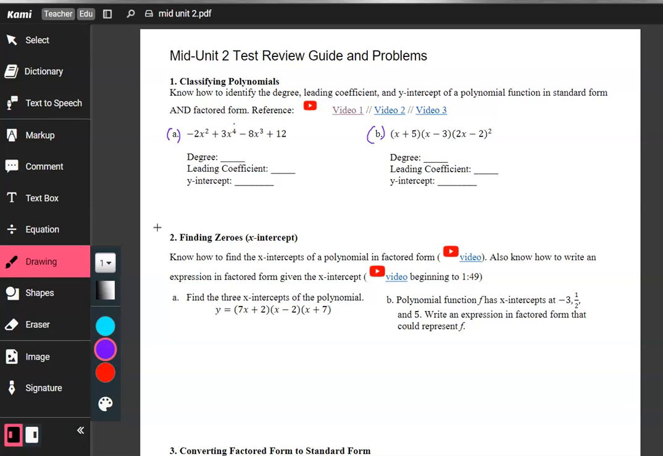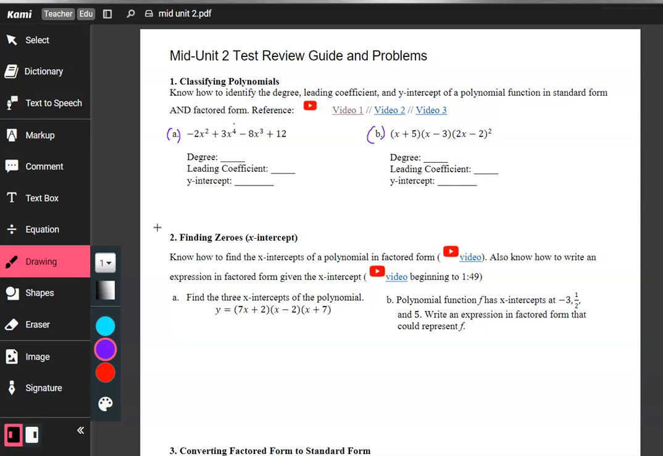Part B, we have a polynomial here that has been expanded already. In part B, you have a factored form polynomial. Here are some videos to watch to further explain these topics. For now, let's go ahead and go over these solutions here.